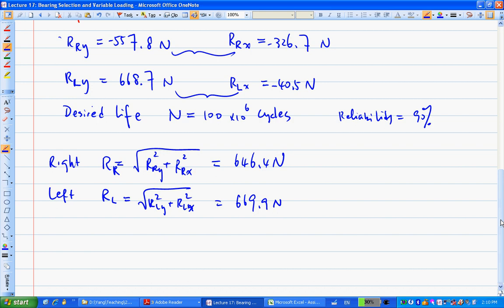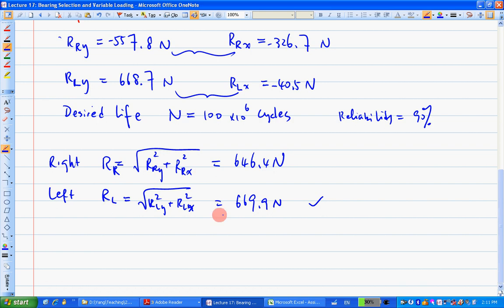And if this is the case, then when we select a bearing, let's just suppose that we want to select the same bearing for both sides of the shaft, right? So we're going to select that bearing based on the left side of loading here. Okay? So we pick this as our loading here.